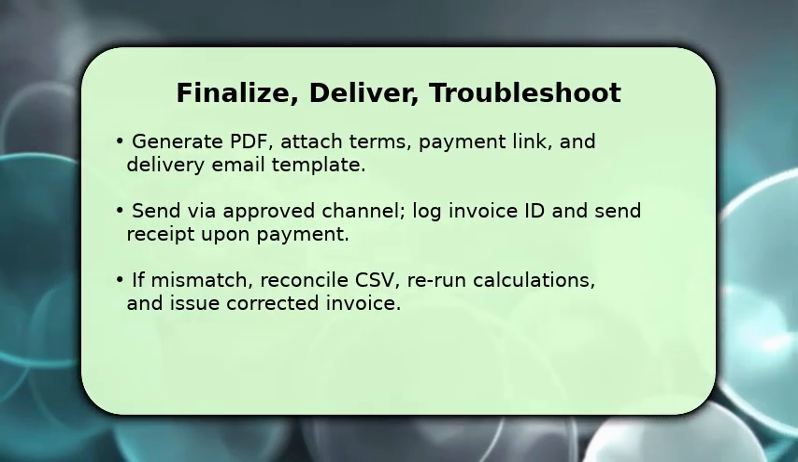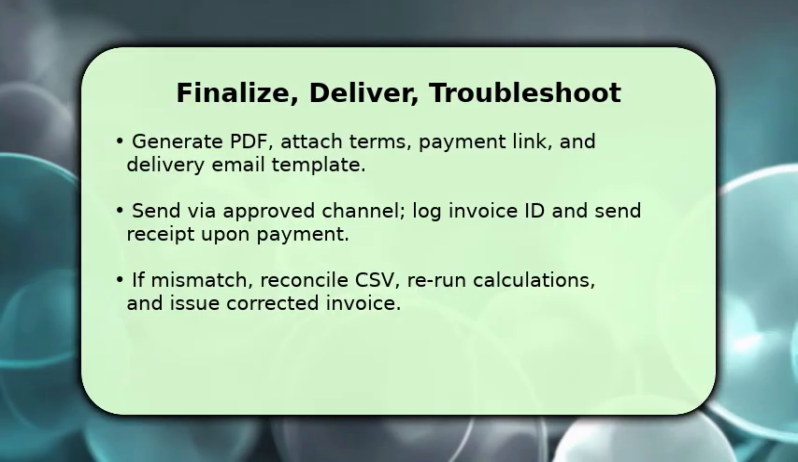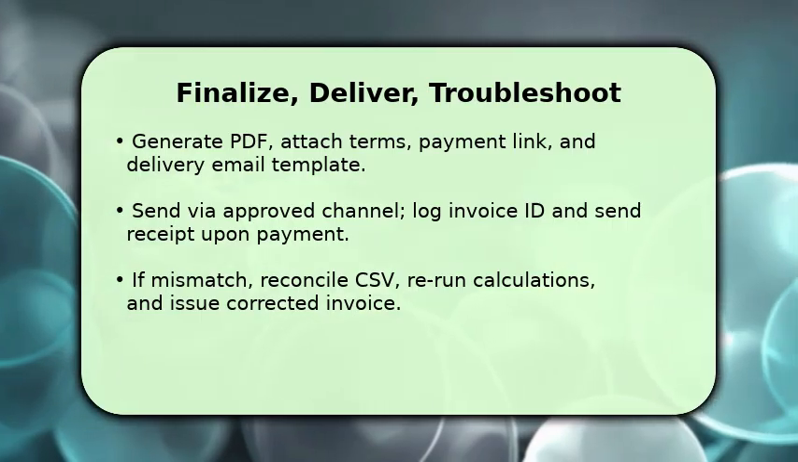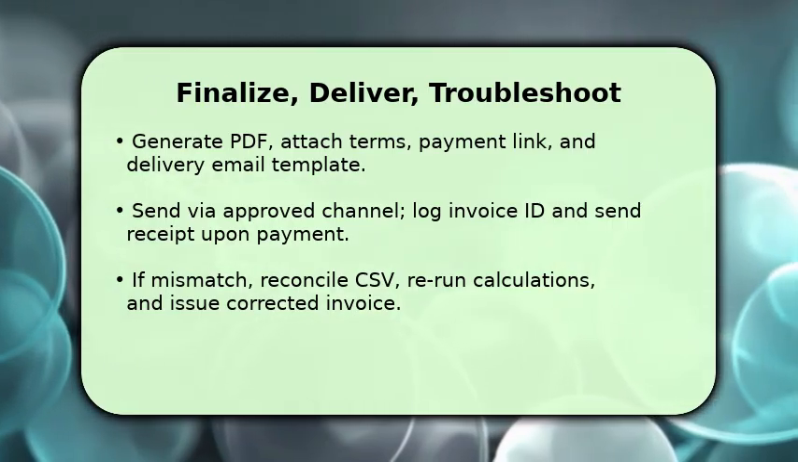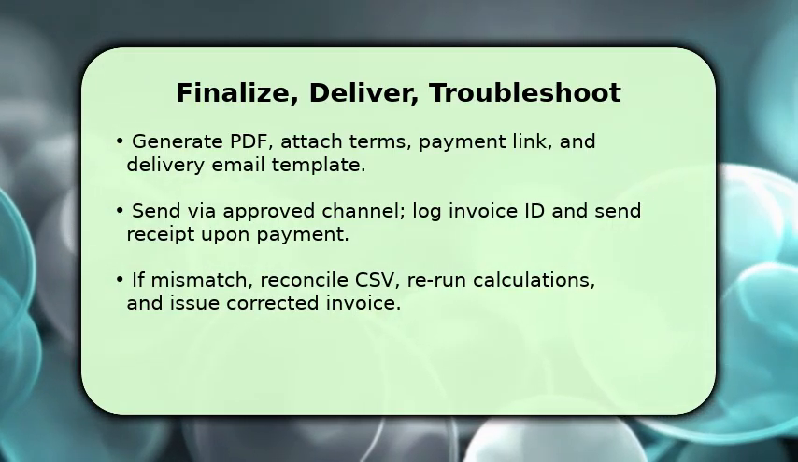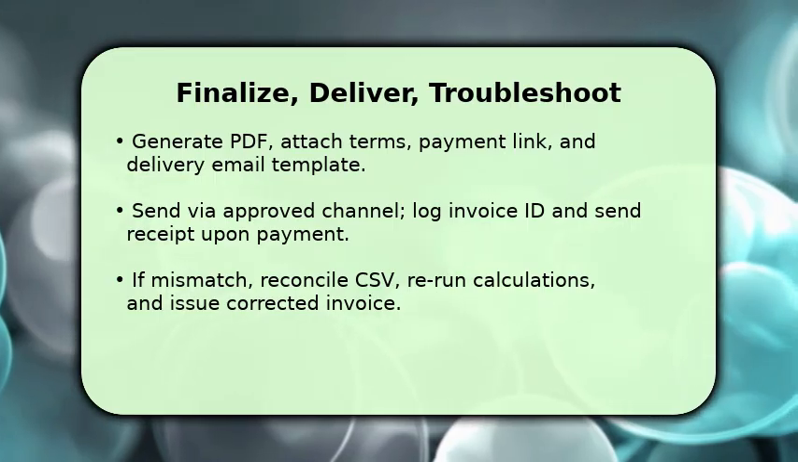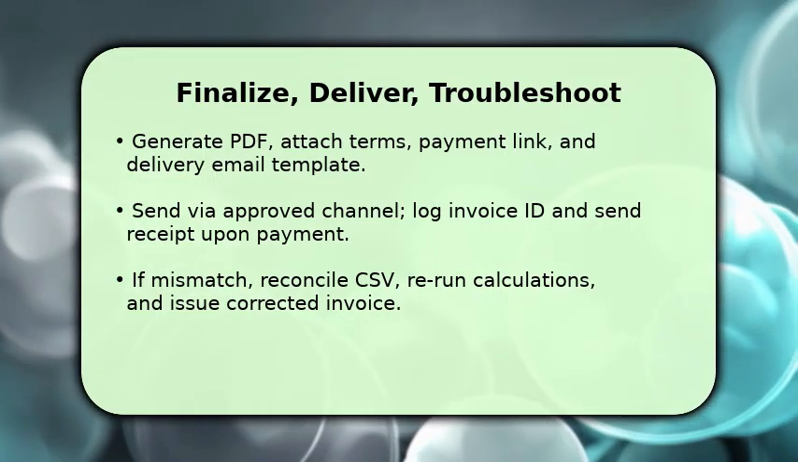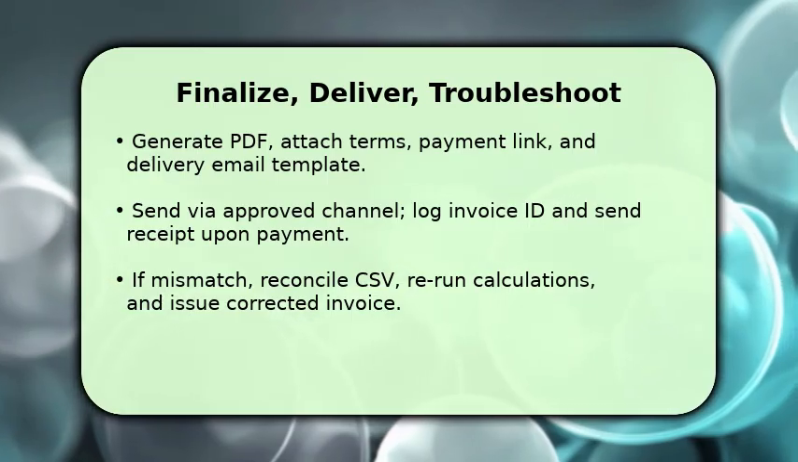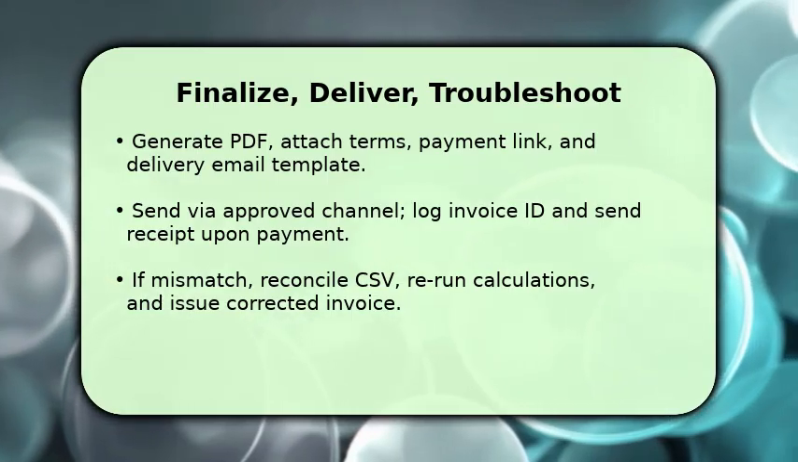Monitor payment and send receipts automatically when cleared. If the customer reports a mismatch, pause collections, reconcile the exported CSV against the billed lines, and rerun calculations. Issue a corrected invoice with an explanation. Make sure to track the correction so accounting closes the loop.